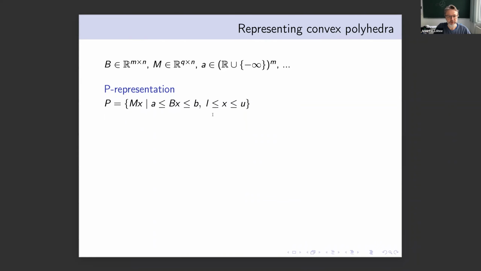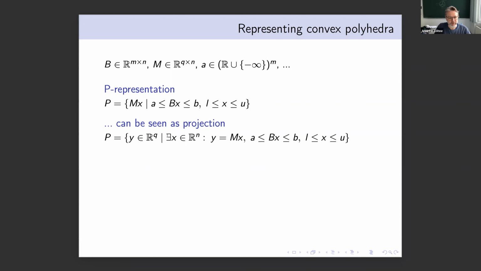Here we have linear inequalities, and the projection is here in this matrix M. We have a linear mapping, a matrix, and we project a polyhedron in the X space to some other space, usually a lower dimensional space. And in this reformulation, you can see the idea of projection. If we introduce another variable y here and we set Mx to y, then we have here a polyhedron in the xy space, and we project it down to the y space, which is R^q here.